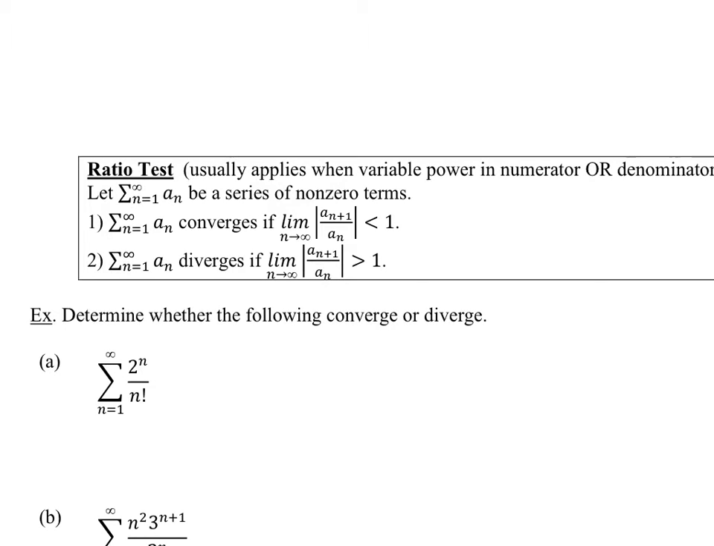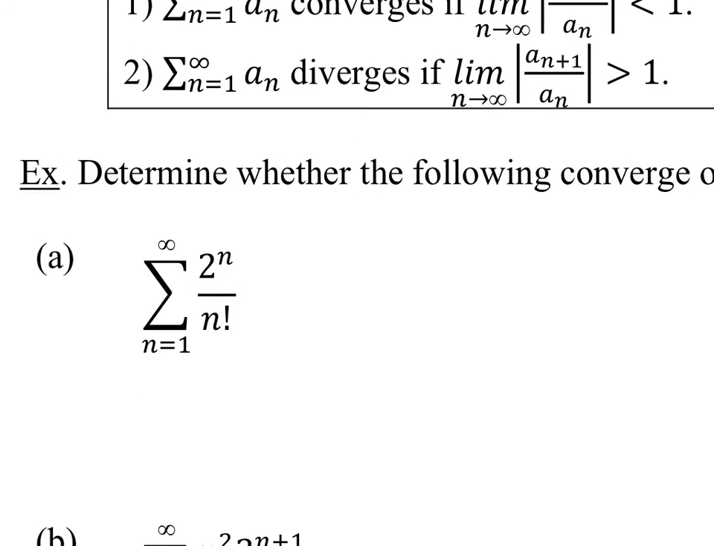We have to find a sub n plus 1. A sub n is given to us. We have to determine what a sub n plus 1 is and then find the ratio of a sub n plus 1 and a sub n, which requires algebra. Once we do that, we find the limit of that absolute value. If it ends up being less than 1, it converges. The original series converges. If it's more than 1, it diverges.